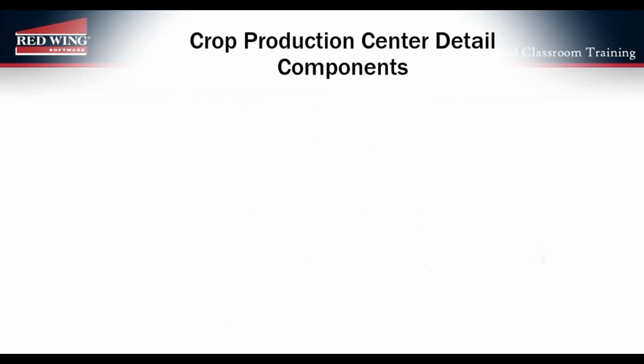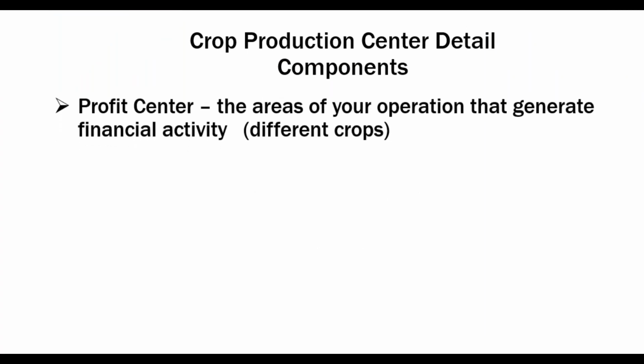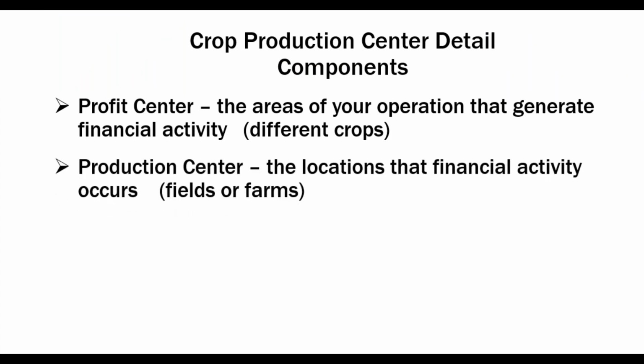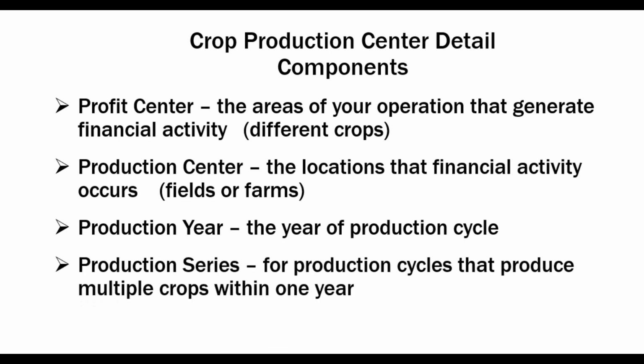There are different components in your crop production center details. The profit centers are the different areas of your operation that generate financial activity, your different crops. Your production centers are the different locations that you are raising those crops, which are your fields or farms. The production year is the year of the production cycle. And the production series is something that you may or may not use on your crops. It's for crops that produce multiple crops in one year, such as hay, where you'd have several cuttings of hay.